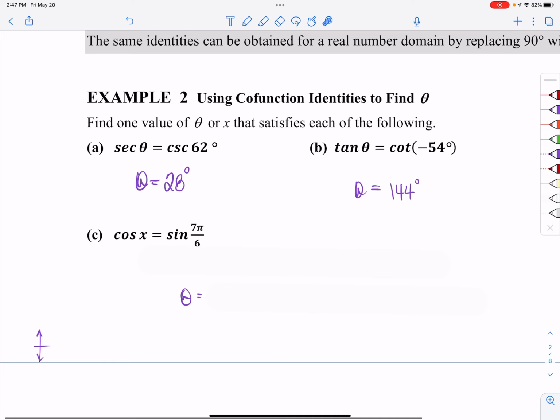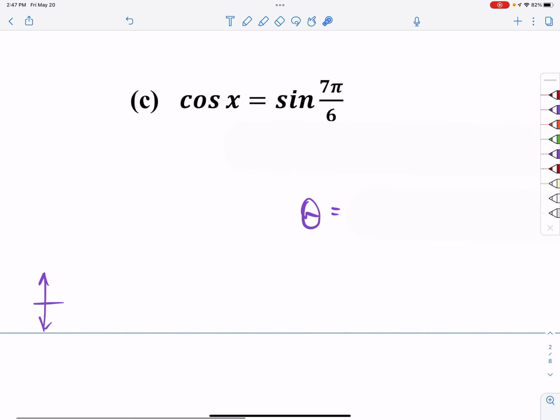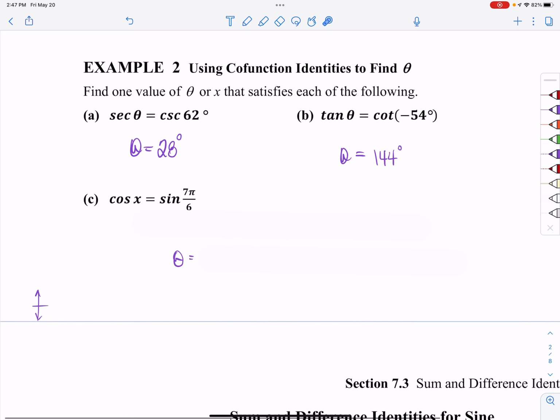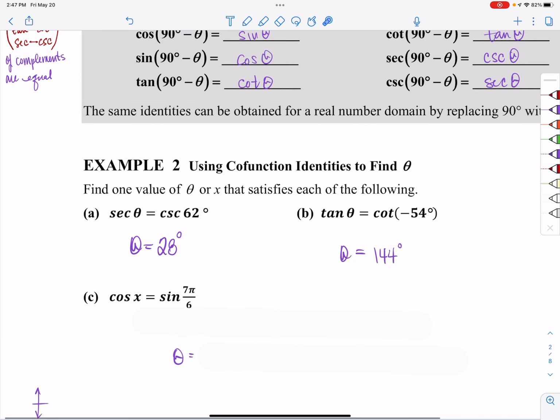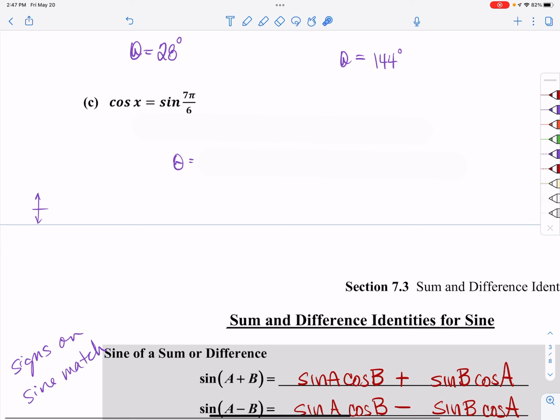All right, and then the last one, part C, again, sine and cosine are cofunctions of each other. So what is the complement of 7 pi over 6, or another way of saying that is, what is pi over 2 minus 7 pi over 6? Pi over 2 minus 7 pi over 6 is going to be negative 4 pi over 6, because you're thinking of pi over 2 as 3 pi over 6, getting a common denominator. So 3 pi over 6 minus 7 pi over 6 is negative 4 pi over 6. Of course, we wouldn't leave it like that. We're always going to reduce our fractions to negative 2 pi over 3.